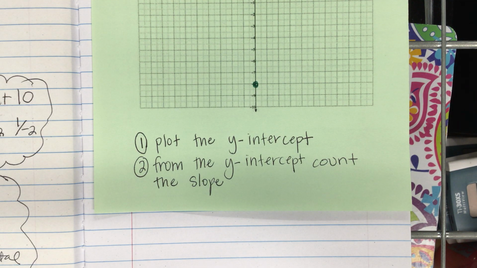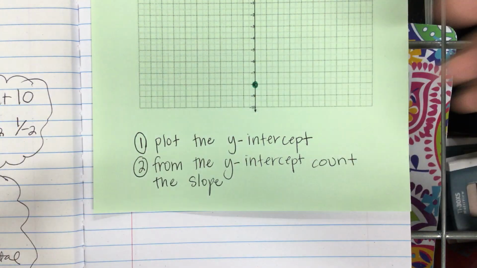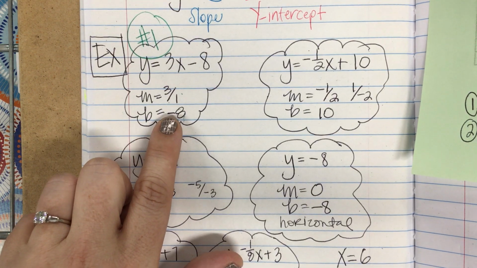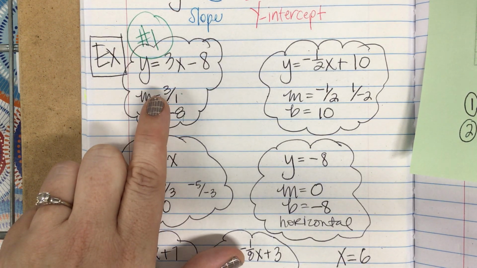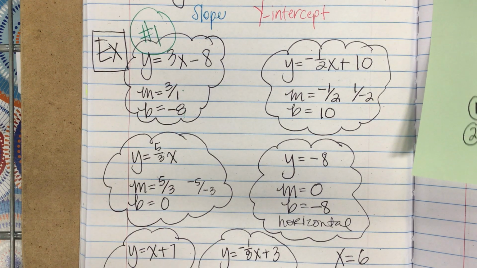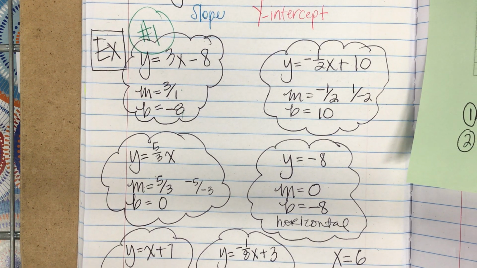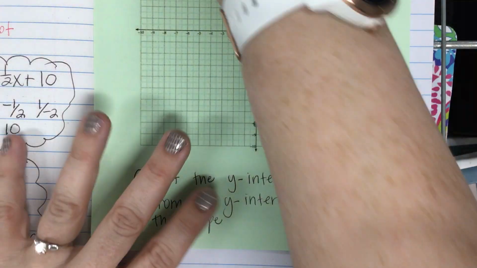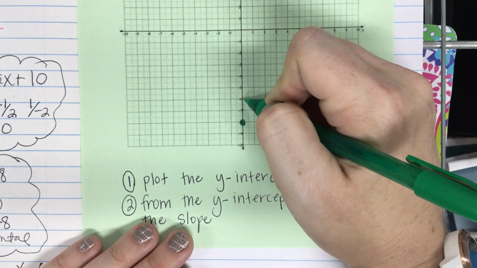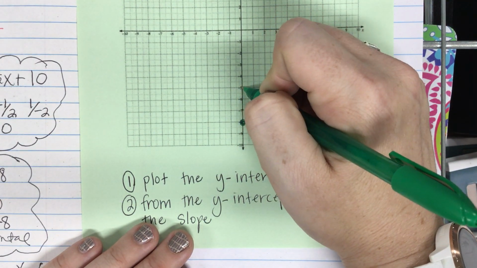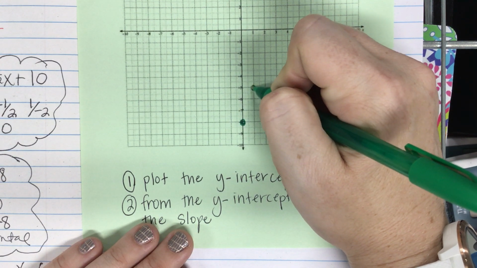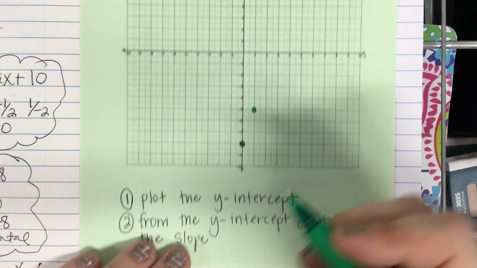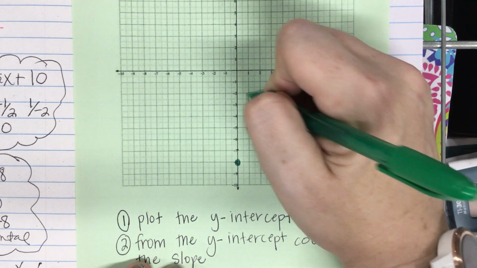Step 1 is plot the y-intercept. Step 2 is from the y-intercept, count the slope. So here's my y-intercept, which was -8, and my slope is 3/1. Rise, which direction is rise? Up, vertical. Run is horizontal. So I'm going to go up 3, 1, 2, 3, +1.